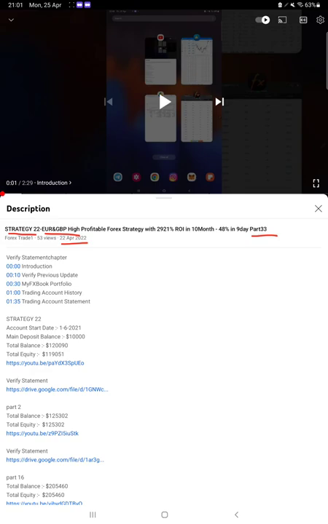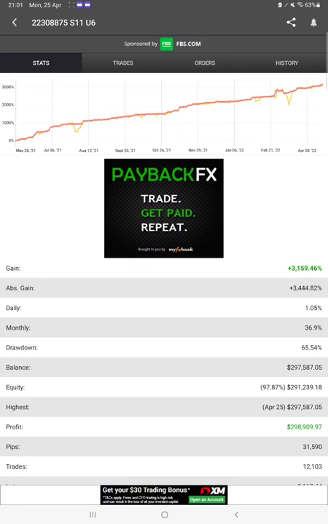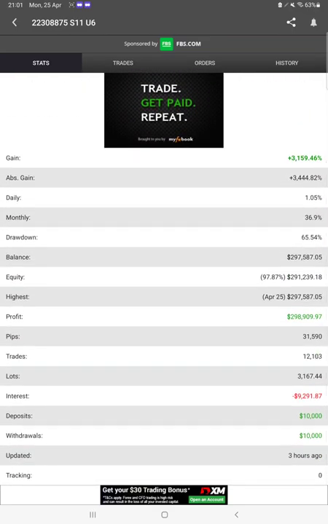As you know, in the YouTube description you can get the strategy details, profit update, and trading account statement to verify. So make sure you check all the details. And starting with a new update, here we have the MyFXBook statistics, all the details. It can be verified from here.